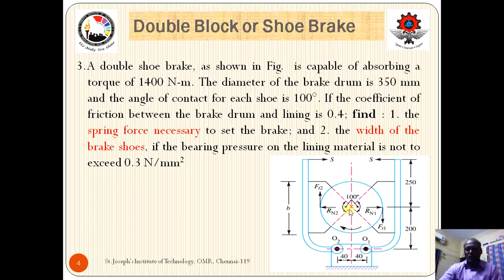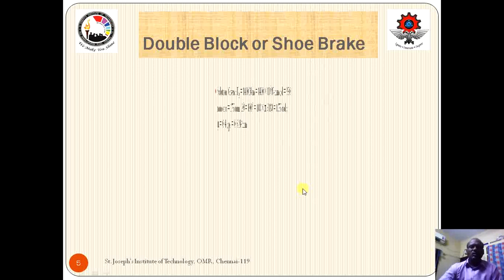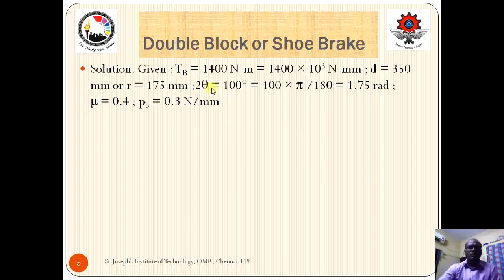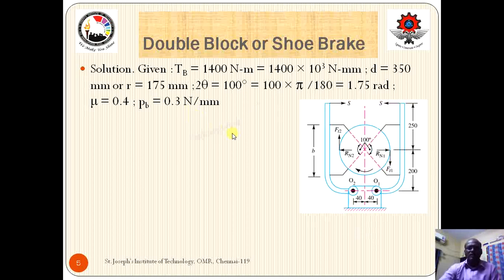So O1 and O2 are at a distance of 40 from the center of the radius of the brake drum. Okay. So Rn1 is acting at a distance of 200, and S is acting at a distance of a total of 450, and your angle is 100. So 2θ is 100 here. Okay, these are the given values. So convert the value 2θ in terms of radians, 1.75. The bearing pressure is given as 0.3. Okay, now the first question is you have to find out the spring force necessary to set the brake.